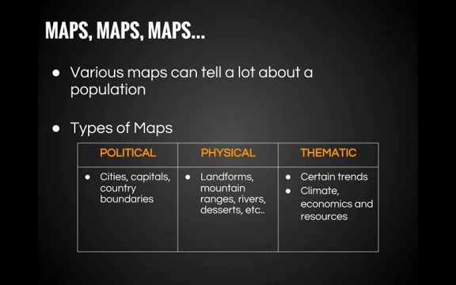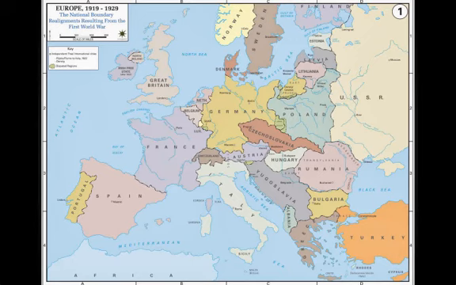Let's take a look at what these maps actually look like. Here's an example of a political map. You might notice that Europe no longer looks like this, as the borders have changed since the end of the First World War. Throughout history, countries' political boundaries were often in flux and changing due to wars and treaties.